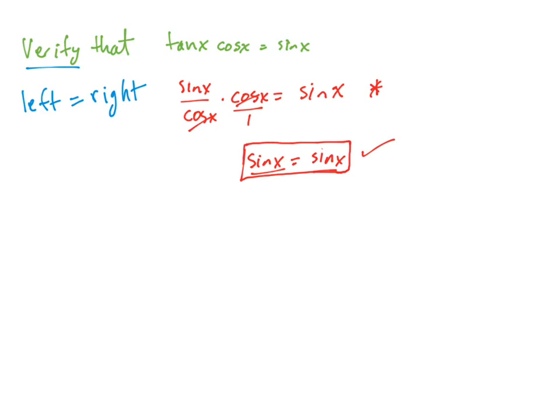Alright, so that is a fairly straightforward example. We only had one thing to do. We used one identity.